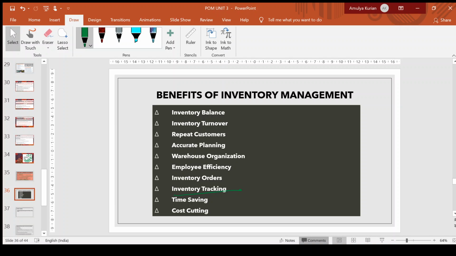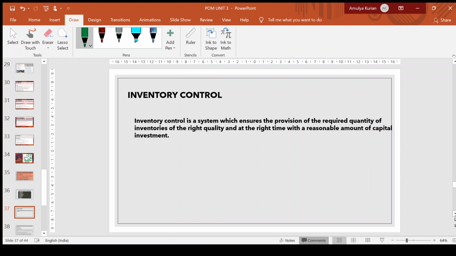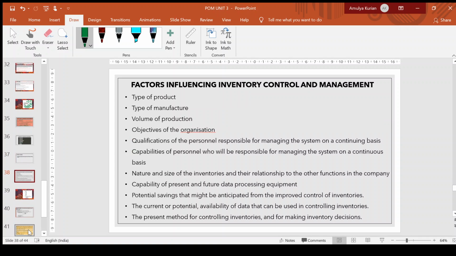Next one, what is the definition of inventory control? Inventory control is a system which ensures the provision of required quantity of inventories of right quality at the right time with a reasonable amount of capital investment. And today's last slide, we will be dealing with the factors influencing the inventory control and management system.